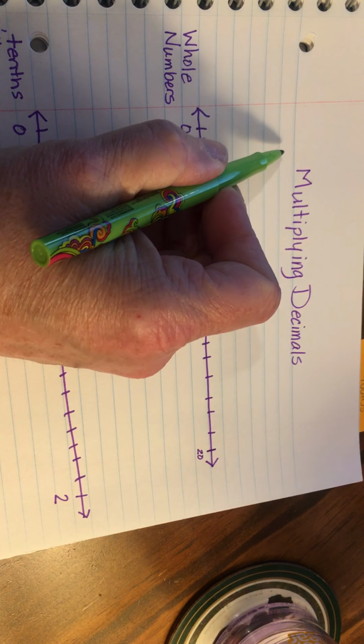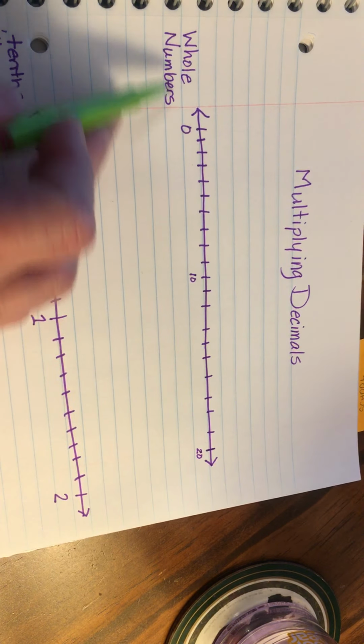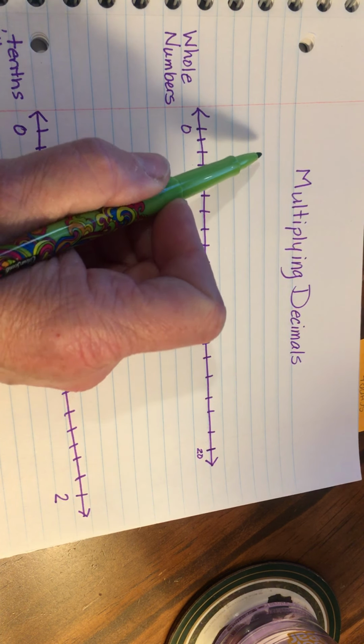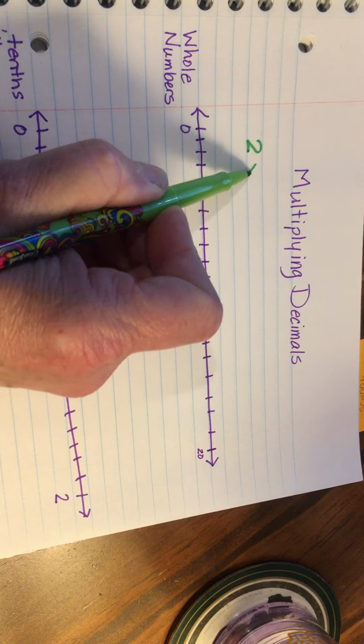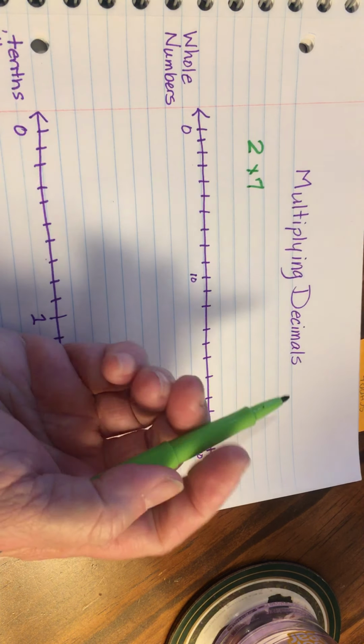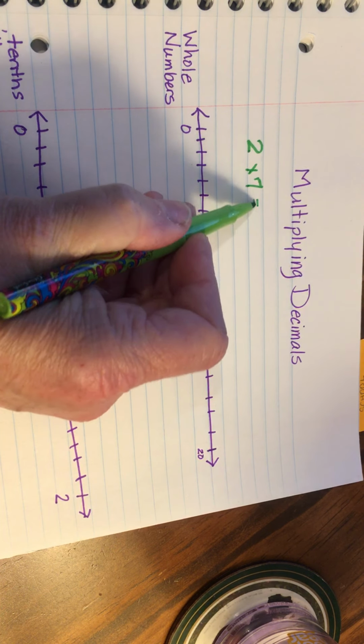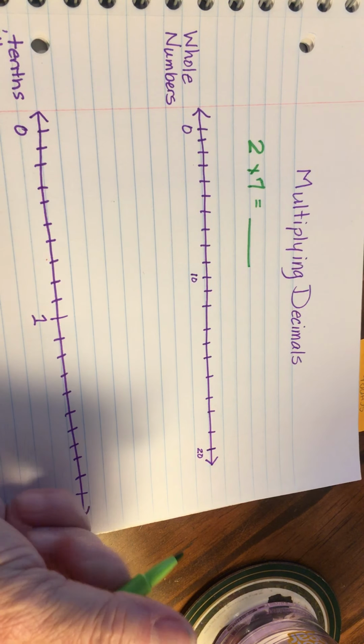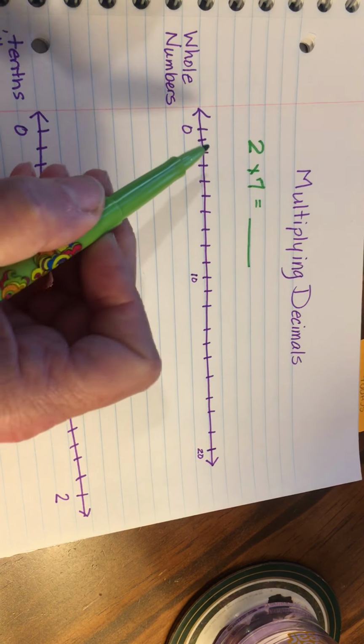In order to think about multiplying decimals, what I'd like us to do is to think about multiplying whole numbers first. I've got a really nice number line here that I'm going to use to show multiplying whole numbers: 2 times 7, so two groups of 7. Two groups of 7 equals something, and I know that you know that it's 14, but I'm going to show you how we might show that on the number line.